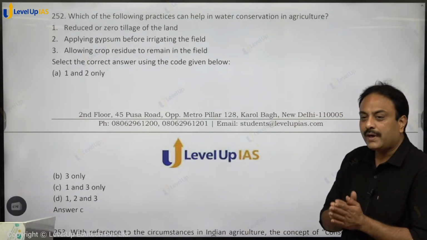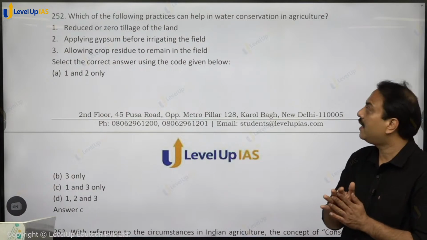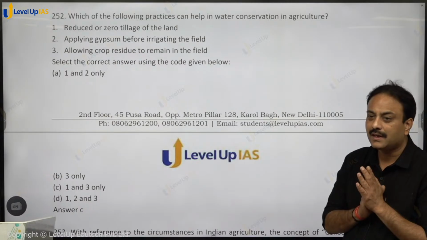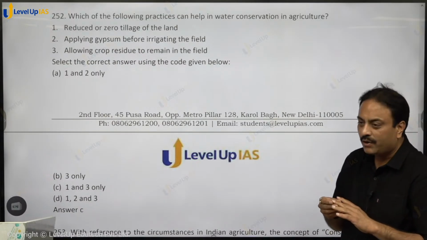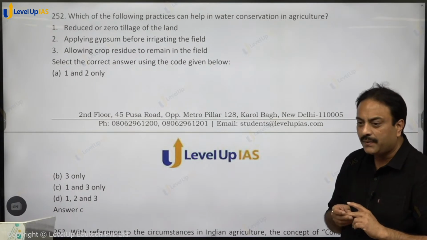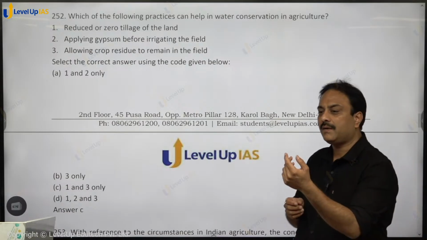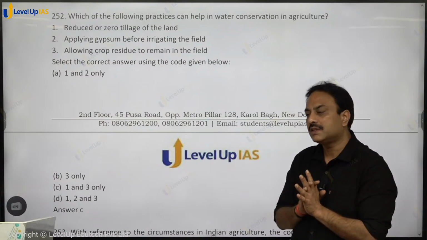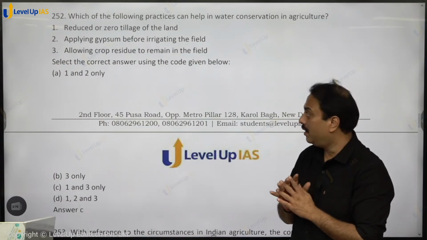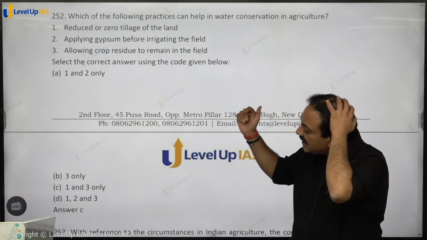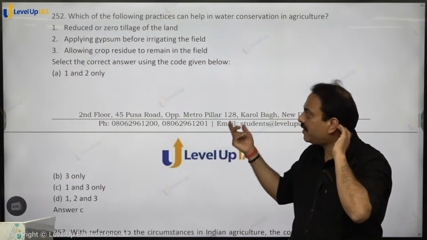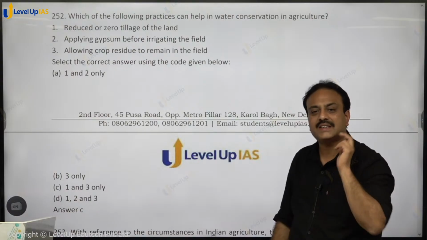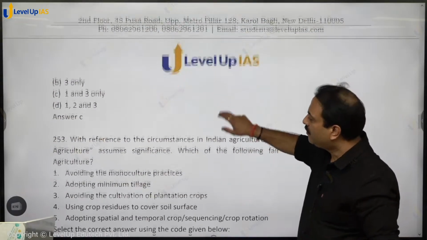Applying gypsum before irrigating the field will help in soil water conservation, but this was not accepted by UPSC. Allowing crop residue to remain in the field, it will not be removed, it will ensure water conservation. Yes or no? So UPSC has given the answer as 1 and 3 only. However, gypsum cannot be ruled out completely, but UPSC has given the answer as C for cat, 1 and 3 only.